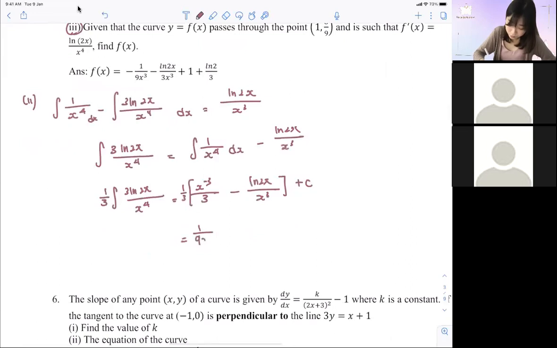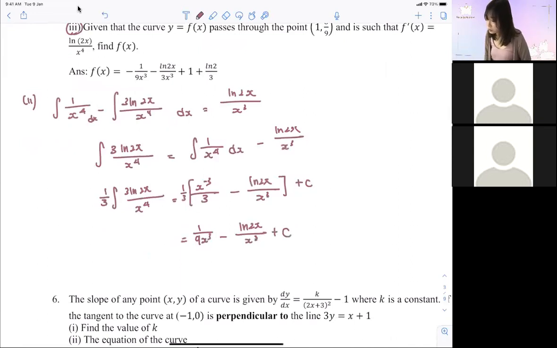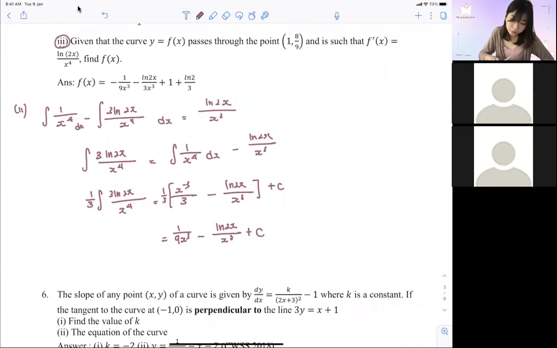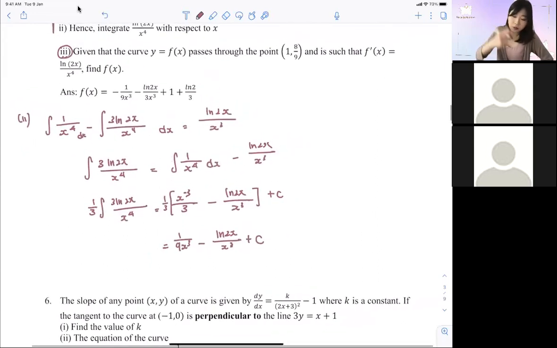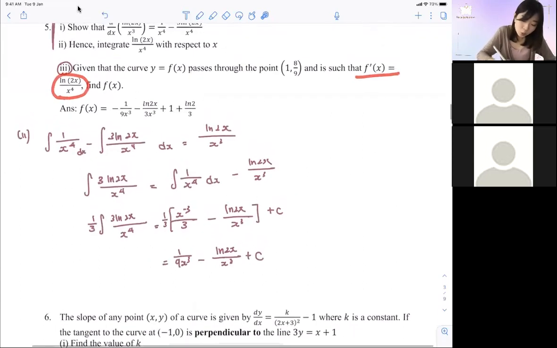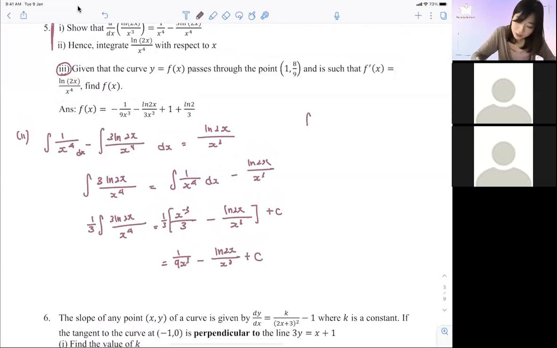Don't have to put a number in front of the C. So that's it. Okay, then Dylan is done with this one. Then all you can see at the bottom is f prime x is equal to this, which is what you have integrated here. So f x is the integral of ln 2x over x to the power 4, which you already know how to integrate. So you just have to copy this side.